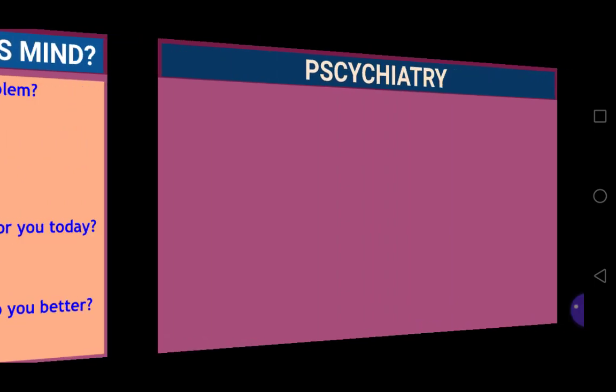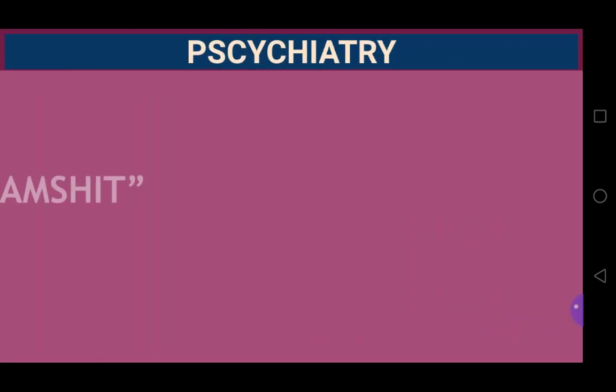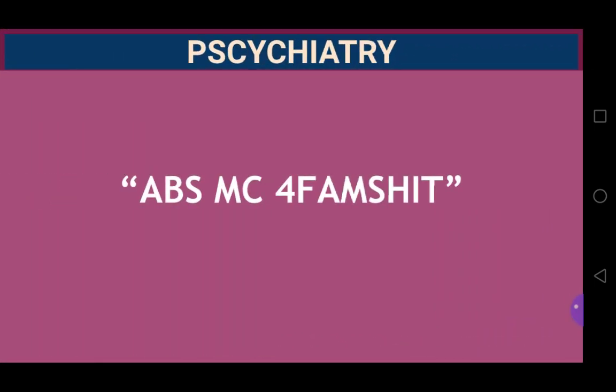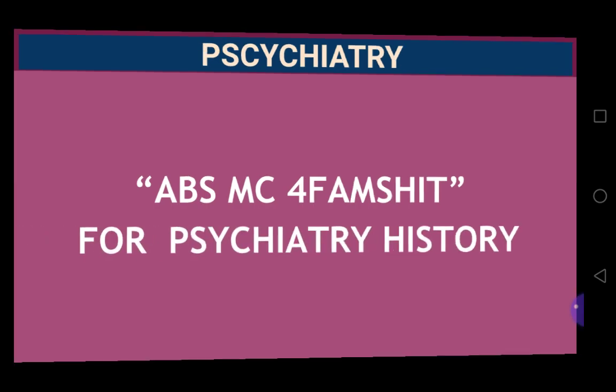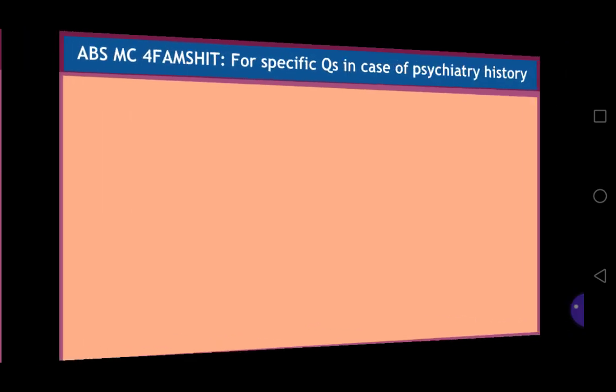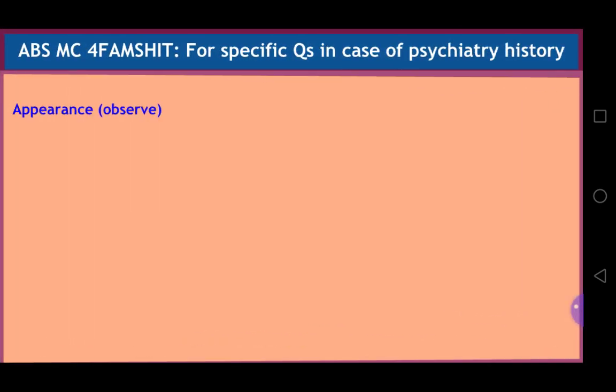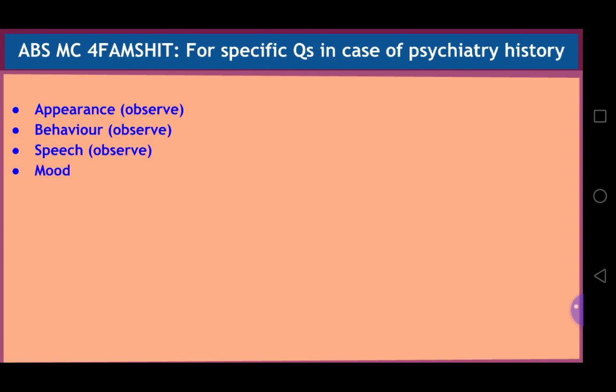In case of psychiatry history, the mnemonic is ABSMC 4F AMSHIT. So what does it mean? A stands for appearance of your patient, B for behavior of your patient, and S for speech of your patient. You need to observe these. You don't need to directly ask these from your patient. Then M stands for mood and C for concentration. You need to check these.